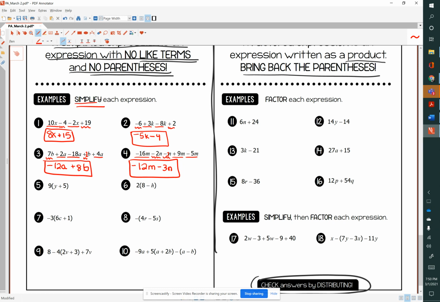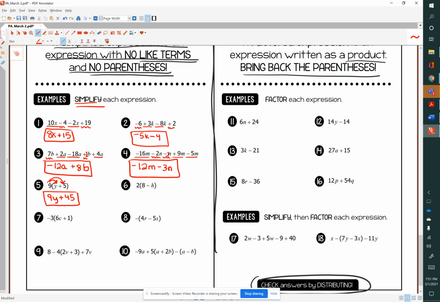Now, to simplify number 5 and 6, 7, and 8, we have to distribute. And then 9 and 10, we will combine, both distributing and combining like terms. So when we distribute, we multiply 9 times y and 9 times 5, because it's 9 times the quantity of y plus 5. So 9 times y is 9y, plus 9 times 5, 45. And we haven't been asked to factor it, so we're going to leave it as it is.